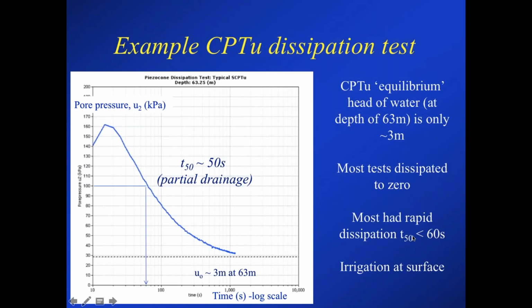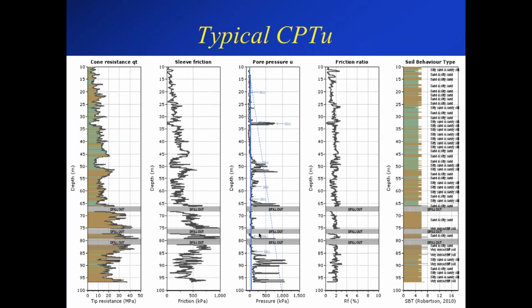Most of them were rapid. Nearly all of them had T50s less than 60 seconds, and that was a number that I had suggested, and then others have actually done numerical work to show that that's a reasonable number, that when T50 is less than about 60 seconds, then typically you're into partial drainage. It's not a fully undrained penetration. Of course, it's also not a drained penetration. It's partially drained. And you see it reflected that there is some excess pore pressure during penetration and they dissipate down. And remember, the fluid is coming from the irrigation at the surface as it filters down through it.